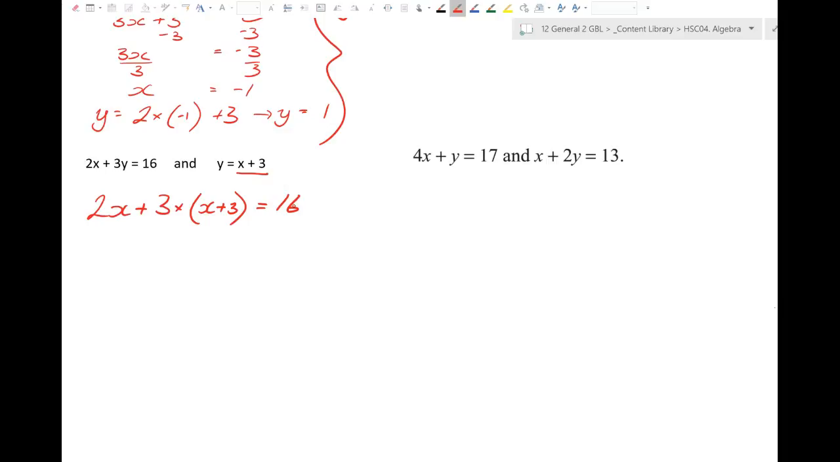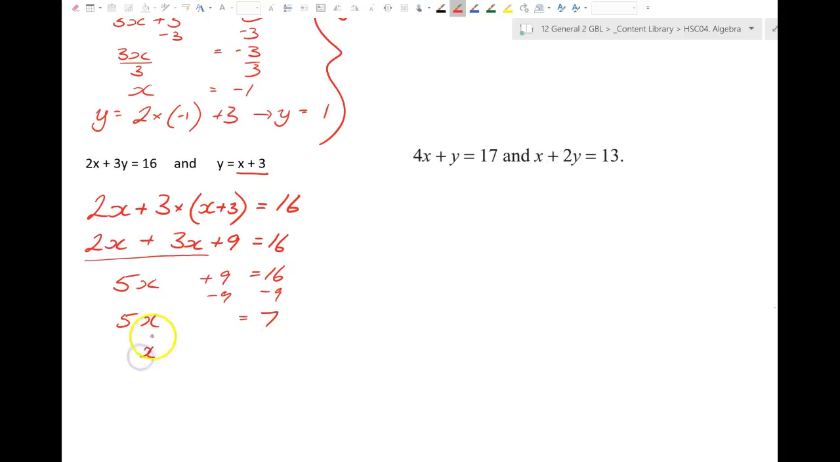We've got a set of brackets which we expand. So the 2x is there. Plus we're going to have 3 times x. Plus 3 times 3. Remember we multiplied both things in the brackets there by that 3. 3 times 3 is another 9. Equals 16. Got some like terms we can total up. That makes 5x plus 9 equals 16. Solving this, minus 9 from both sides. 5x equals 7.